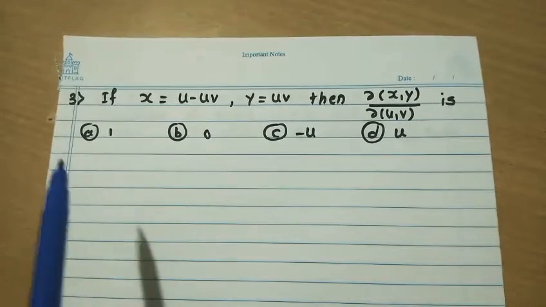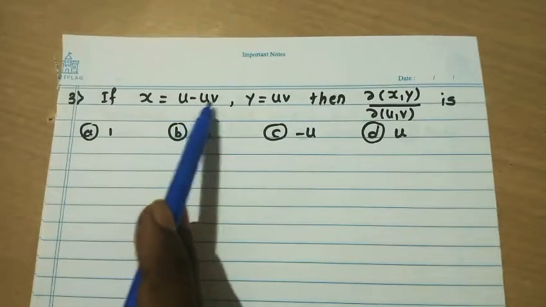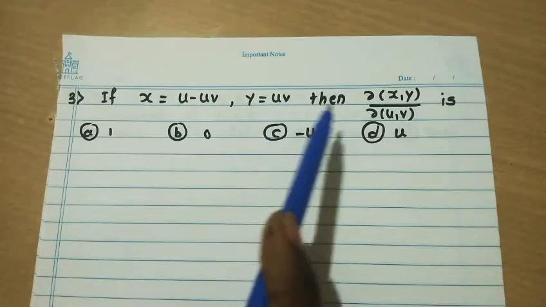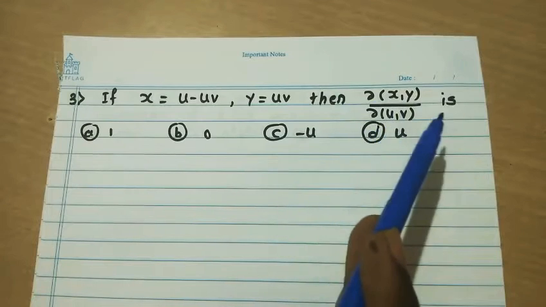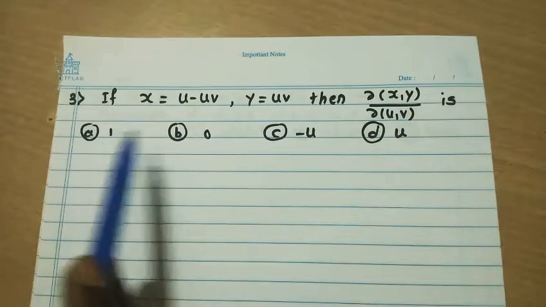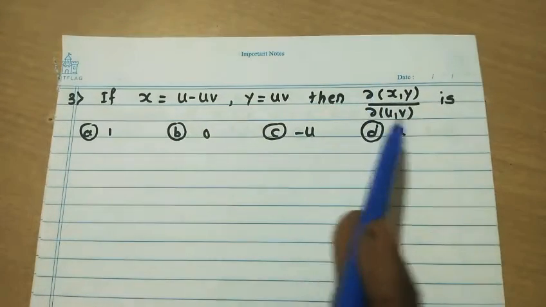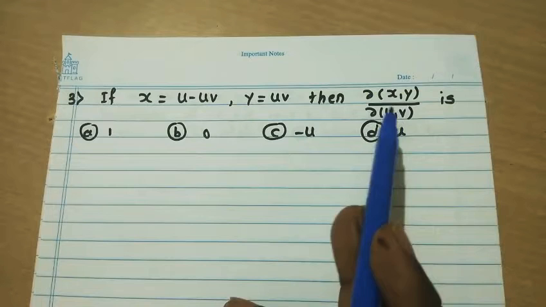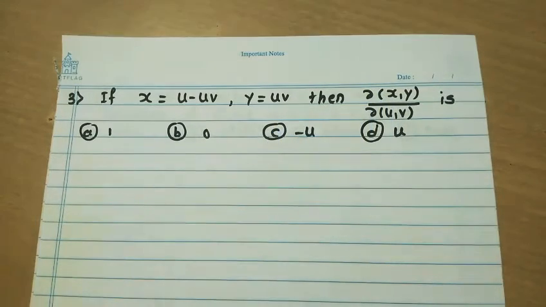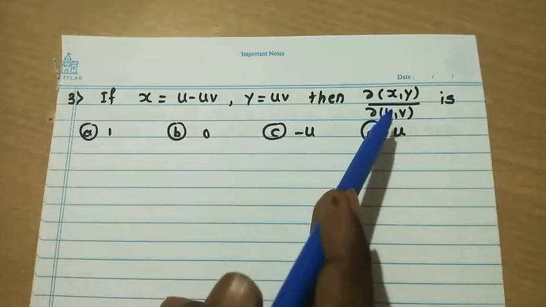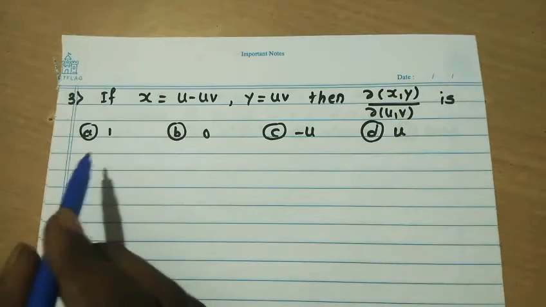Now come to the next question, question number 3. If x equal to u minus uv, y equal to uv, then del of x comma y by del of u comma v is. The options are 1, 0, minus u and u. So first try to find the Jacobian of x, y with respect to uv. First write down the formula of this Jacobian and then find the partial derivatives of x and y with respect to uv.